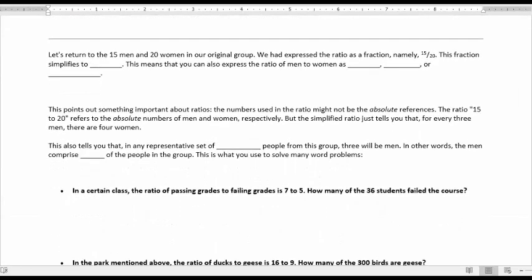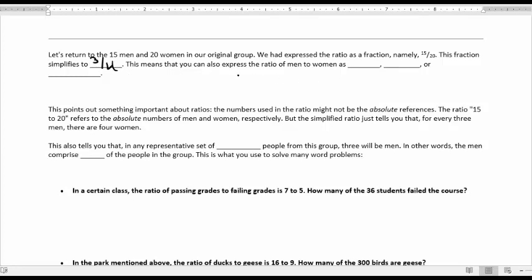Just real quick here, with that example with the 15 men and 20 women, we had expressed that ratio as 15 to 20, in fraction form. But we know that 15 twentieths, if we think of it as a fraction, actually simplifies to 3/4.